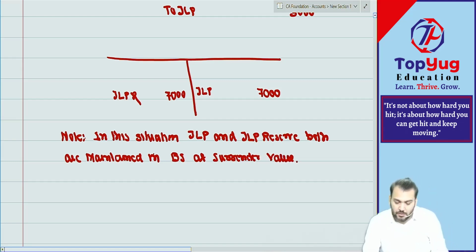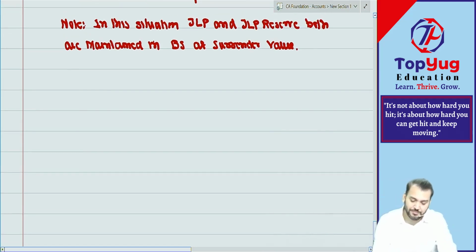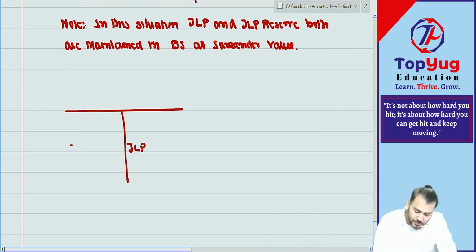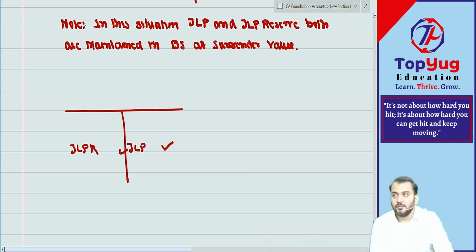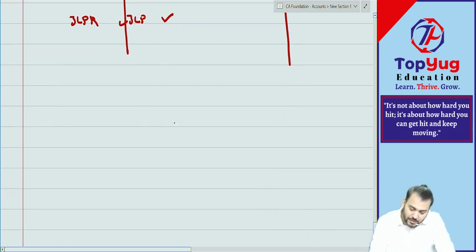Correct. Now you will tell me. I'll give you three balance sheets, and you'll tell me situation one, two or three. In the balance sheet, JLP and JLP reserve both are coming, which situation? Situation number 3. In the balance sheet, nothing is appearing. Situation number 1. When in the balance sheet, only what is coming?